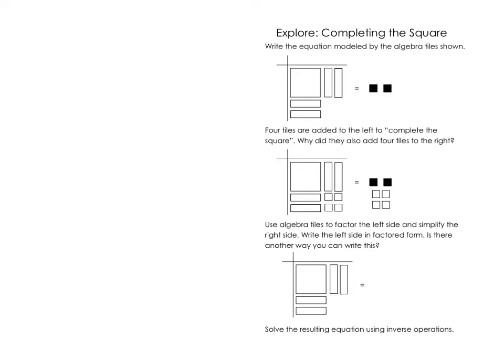It's not too bad. So what I have here is some algebra tiles, and we have the equals. We want to write the equation modeled by the algebra tiles here. Well, let's see. I see an x squared, so I'm going to write x squared. And then I see 4 x's, so plus 4x. And doesn't that equal -2 because they're shaded in?